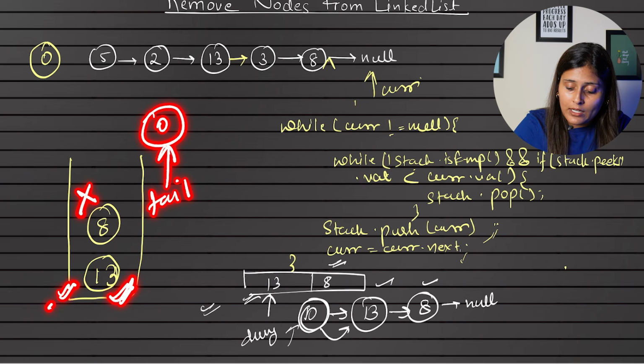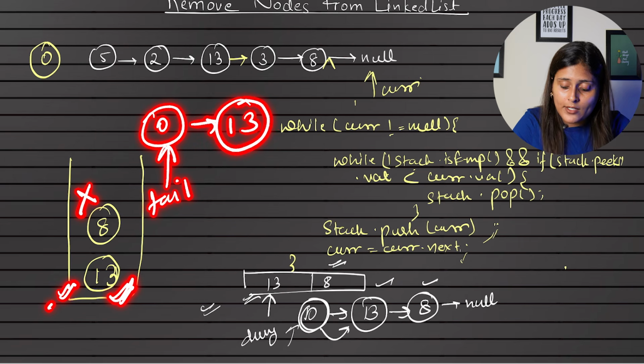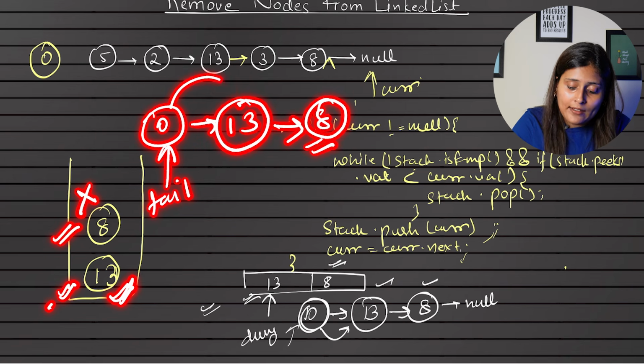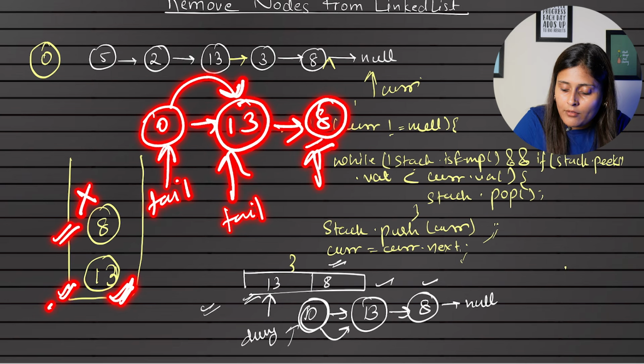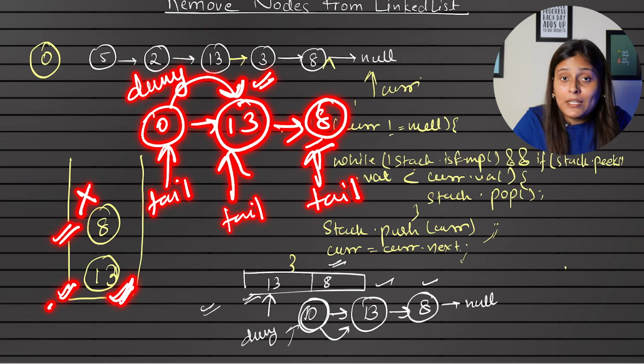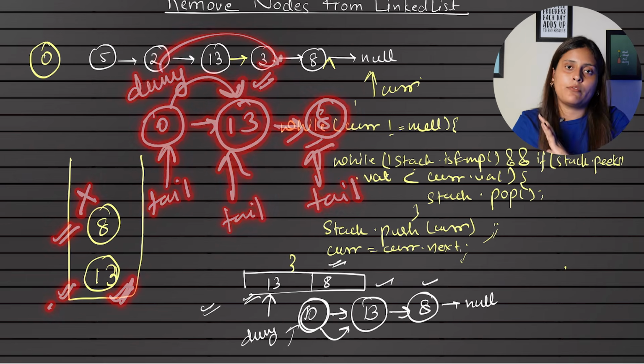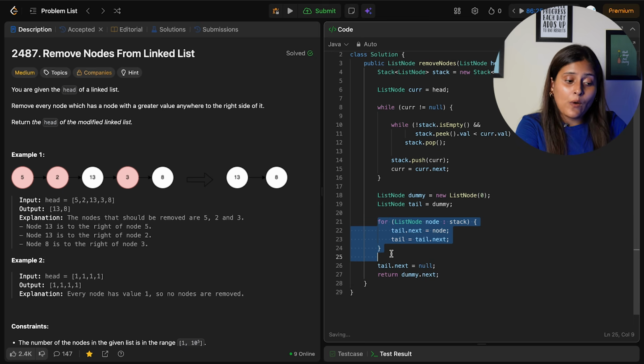Okay. So first 13 will come. So to its next 13 will get inserted, and to its next 8 will get inserted. That's what we are doing. And at the end, tail dot, like dummy, because tail is going to move ahead, right? Tail will come here. One time tail will come here, but we have to return this. So that's why we are not moving dummy ahead. So at the end, dummy dot next will be our answer. So see. So now after this, we can return dummy dot next.